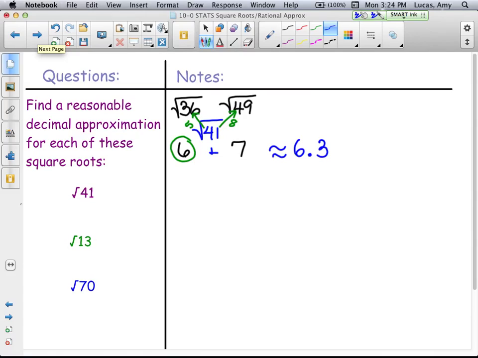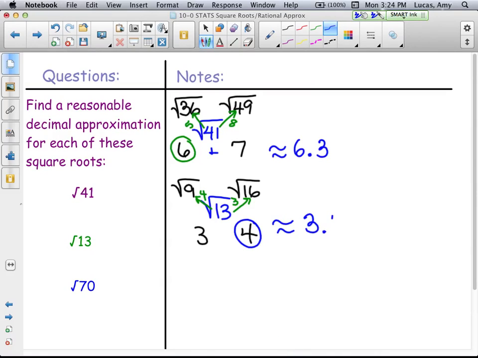The next one, the square root of 13, is in between the square root of 9 and the square root of 16. So it's between 3 and 4. And how far away is it? It's 3 away from 16, and it's 4 away from 9. So it's pretty close to being in the middle, but it's a little bit closer to the 4. So I'm going to approximate it as 3.6, because 3.5 would be right in the middle, and it's close to being in the middle.